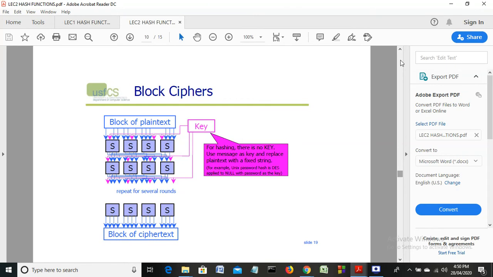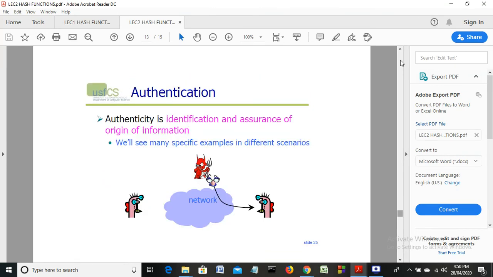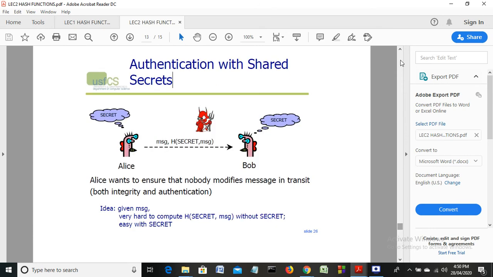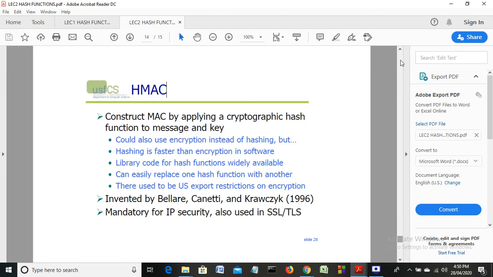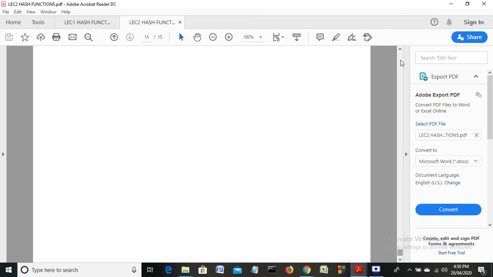These are the common hash functions. Authentication is identification and assurance of the origin of information. HMAC constructs a MAC by applying a cryptographic hash function to the message and key. Okay, so this is all about your hash function.